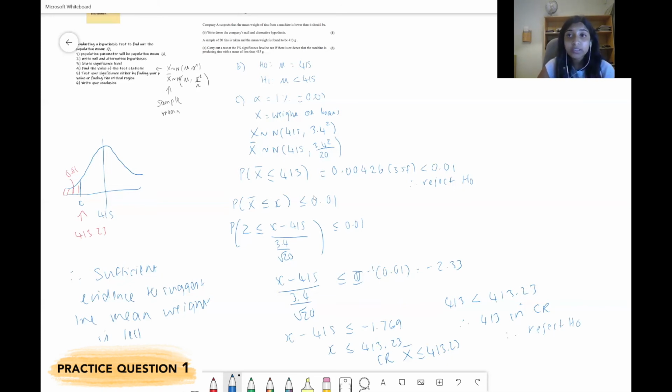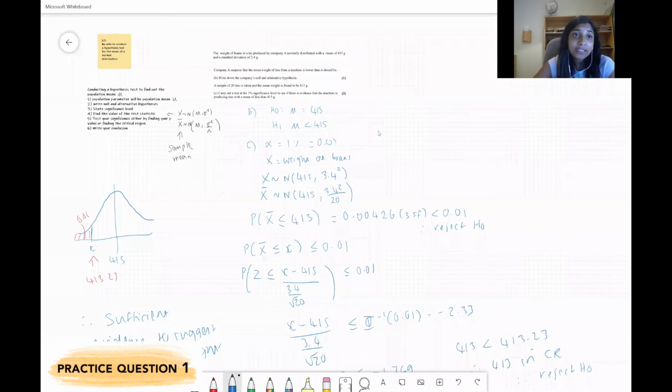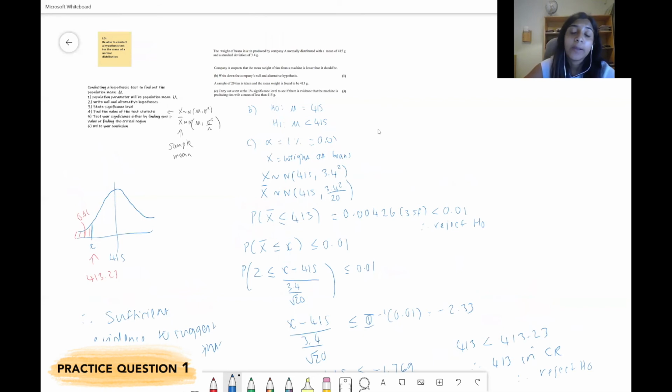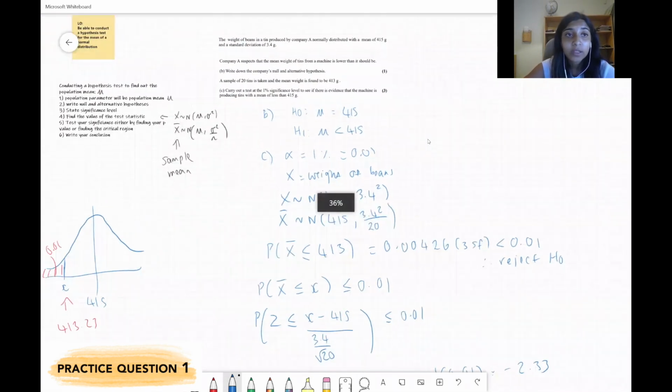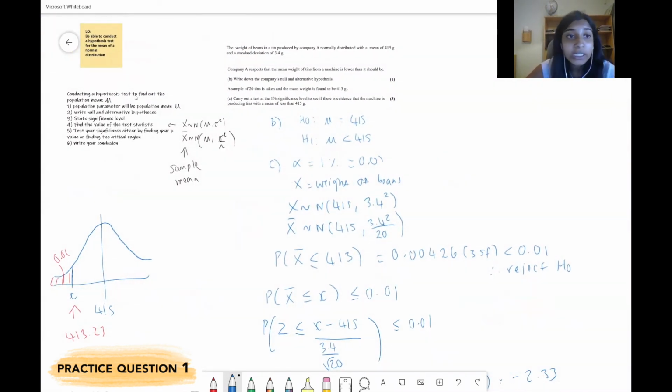If it was a two-sided test like we did with binomial, you want to do both ends, and you just divide your significance level by 2 and then do your standardizing for both ends of your normal distribution. So that's everything you really need to know about hypothesis tests for the mean of a normal distribution, and we've got the steps here. So let's try another exam style question to see if you fully understood this.